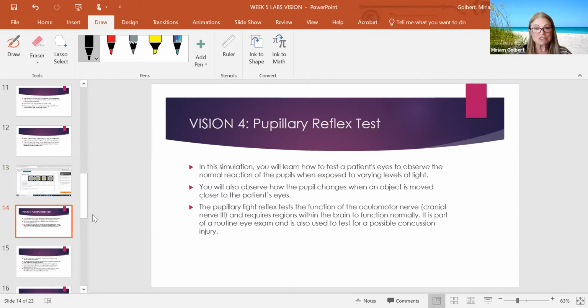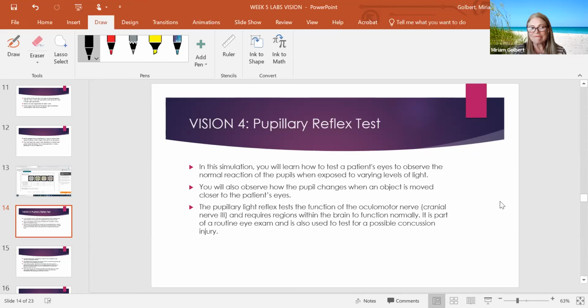All right, so the next little simulation that you're going to do is the pupillary reflex test. So this one has to do with your pupil, right? The pupil is the opening that we have in the iris, and the iris has these sphincter little muscles, and they have radial little fibers going out in every direction. And then we have circular little fiber muscles there. So that's what allows for pupil constriction or pupil dilation, right?